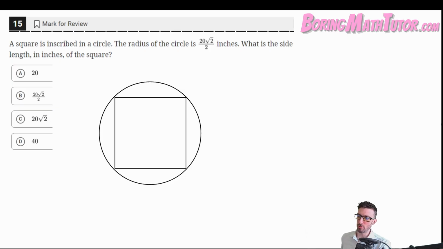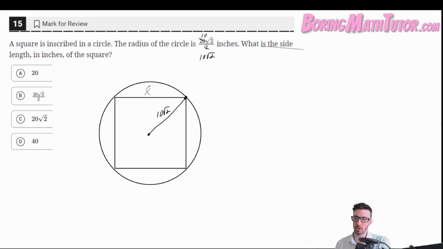All right, the first thing I'm going to do here is sketch a square that's inscribed inside of a circle. But then they said that the radius of the circle is this. Now, by the way, 20 divided by 2 is just 10, so they could have just said it's 10 root 2. But then the smart way to draw this would be to draw it to one of the corners of the square. So you're going to say that this is 10 root 2. And they're asking you what is the side length of the square.